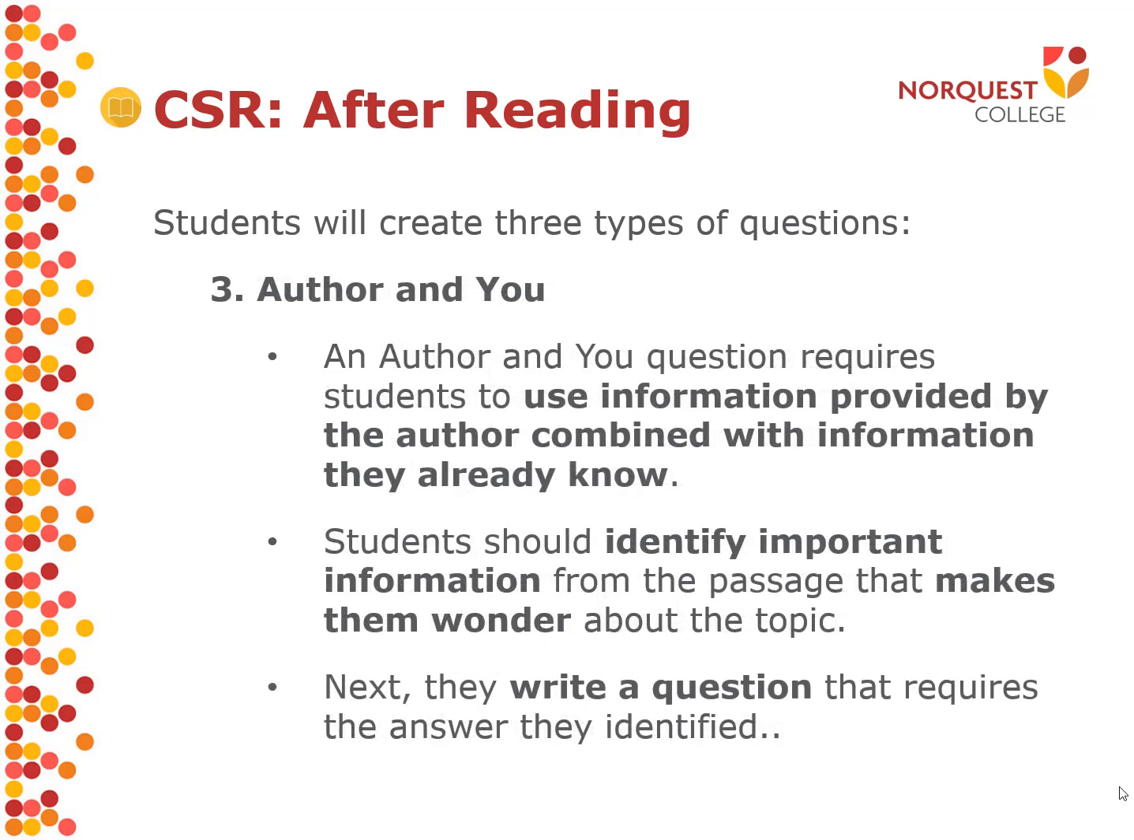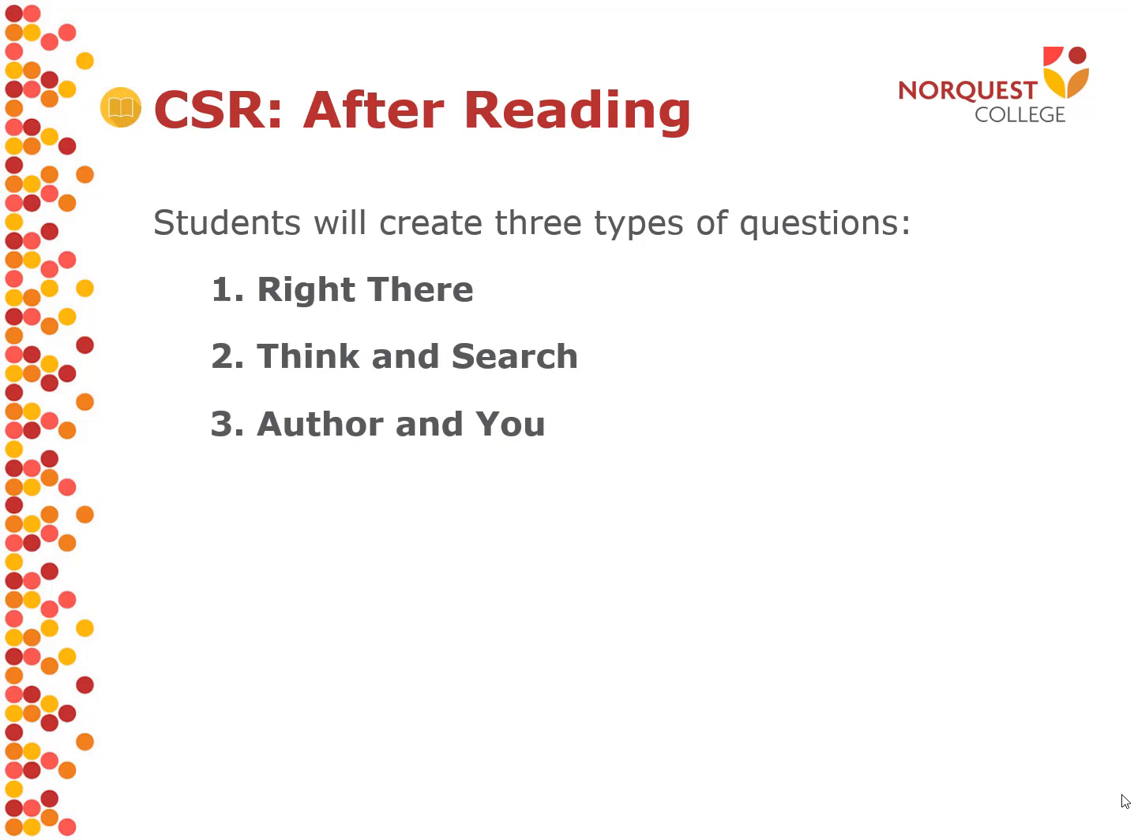An author and you question requires students to use information provided by the author combined with information they already know. Students should identify important information from the passage that makes them wonder about the topic. Next, they write a question that requires the answer they identified. Again, students will create these three types of questions: right there, think and search, and author and you.